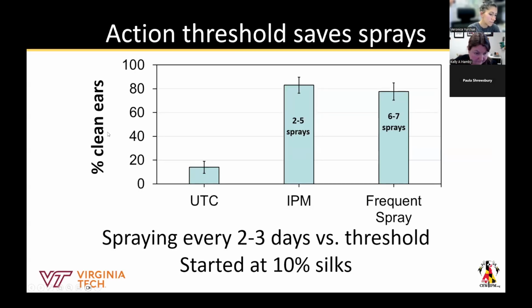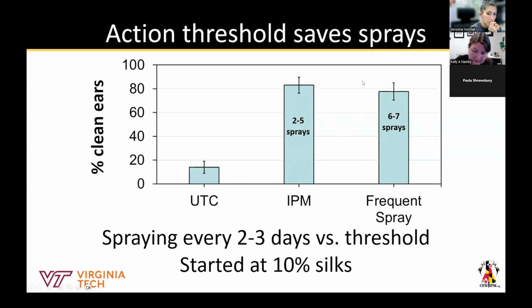And here on the y-axis, we have the percent clean ears. And then we have the untreated control. So you could see they had less than 20% clean ears in the untreated control. With the IPM program, they had to spray 2 to 5 times, but they were getting over 80% clean ears, which was actually maybe even slightly better than the frequent spray where they had to spray 6 to 7 times.